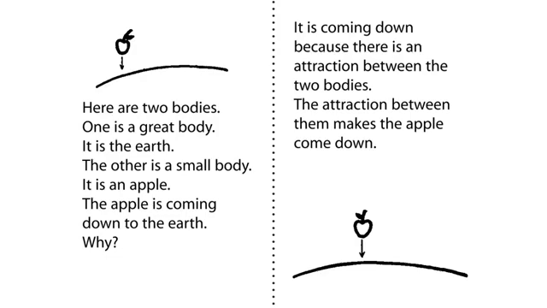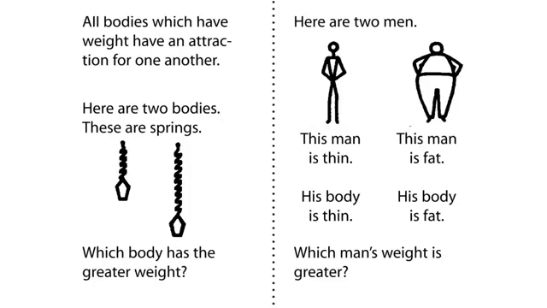Here are 2 bodies. One is a great body. It is the earth. The other is a small body. It is an apple. The apple is coming down to the earth. Why? It is coming down because there is an attraction between the 2 bodies. The attraction between them makes the apple come down. All bodies which have weight have an attraction for one another.